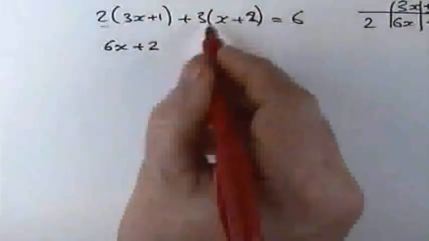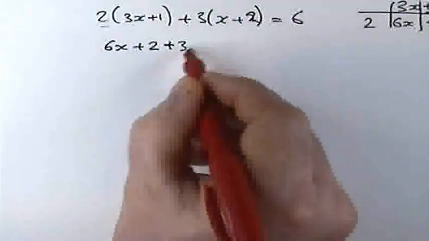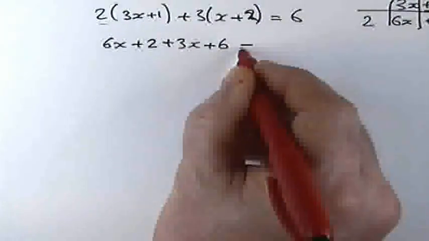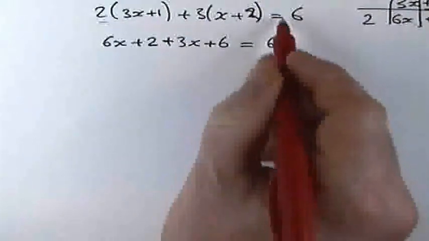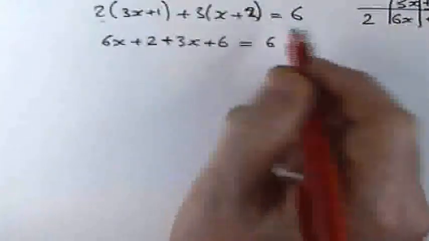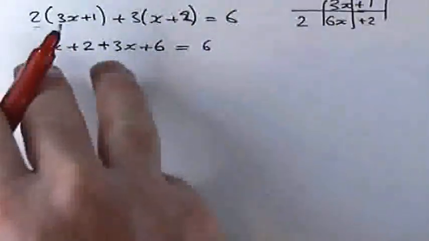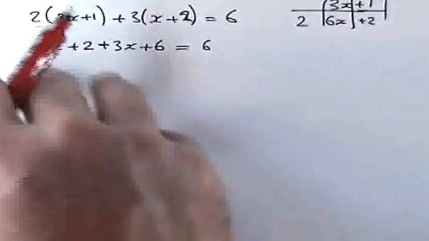And now we've got plus 3 lots of x plus 2. So it's plus 3 lots of x, which is plus 3x, and plus 3 lots of 2, which is plus 6. It is equal to 6 because the right hand side hasn't changed. We haven't done anything to the left hand side other than expand the brackets. That's an important point. We haven't changed the left hand side. We haven't added, subtracted, multiplied, divided anything. We've just expanded the brackets.